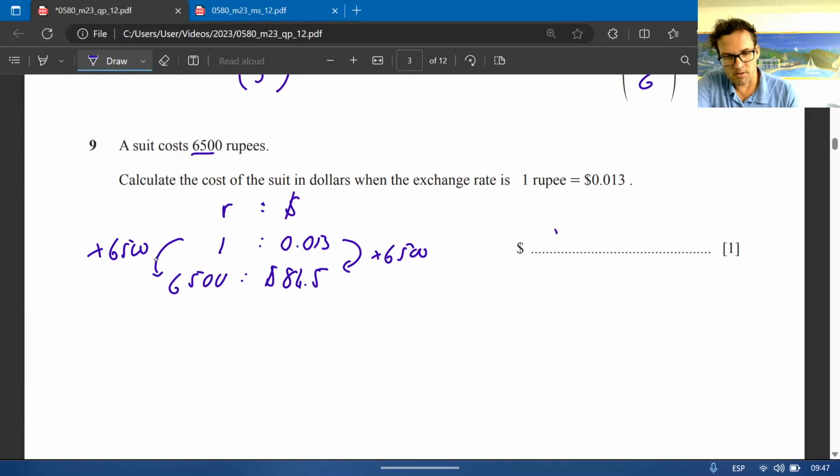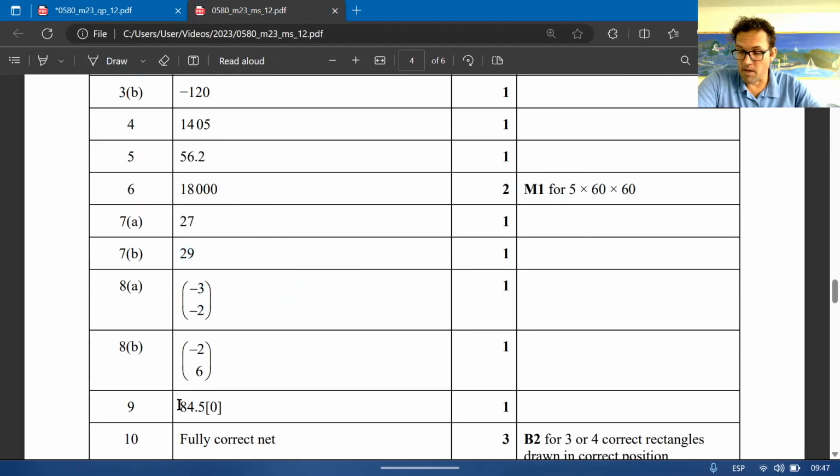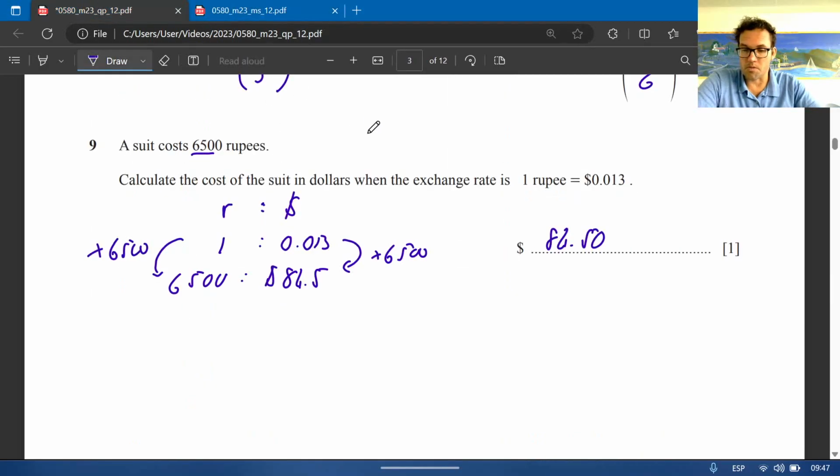Can you buy a nice suit for $84.50? I don't know, you tell me. I'm not buying lots of suits lately. But yeah, that's correct. The 0 is optional.